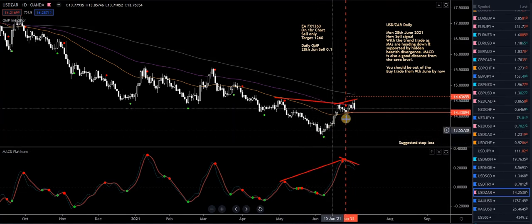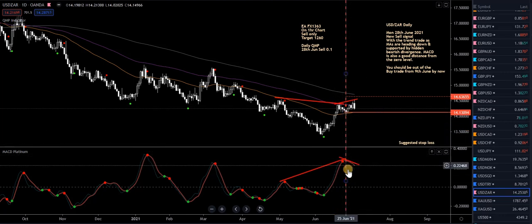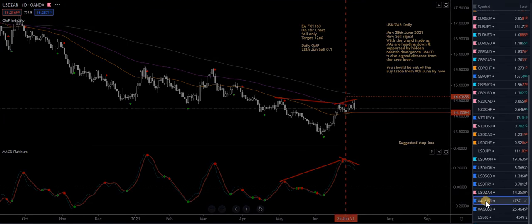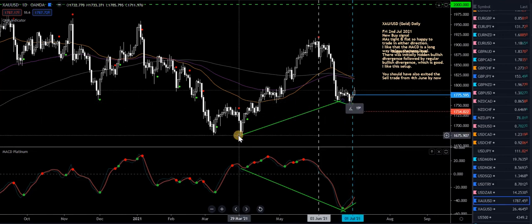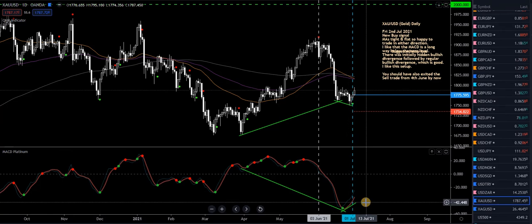Again, you could have drawn a trend line through here and taken an extra trade if you wanted to, but especially when the MACD platinum's so far from the zero level. Right, XAU USD, gold. There's gold in them hills. Buy signal here. Again, double whammy on the divergence. Hidden bullish divergence followed by regular bullish divergence.